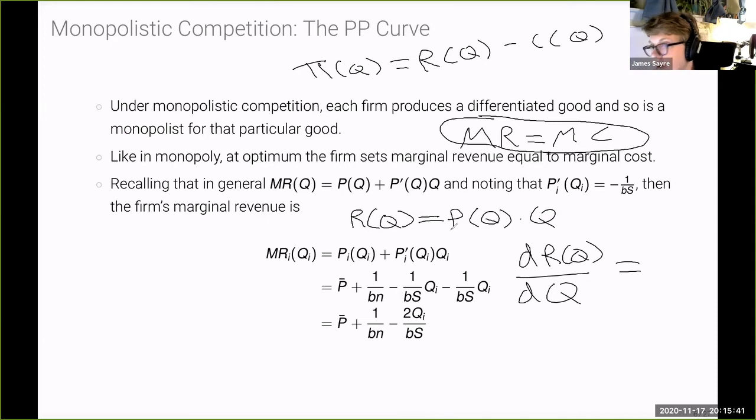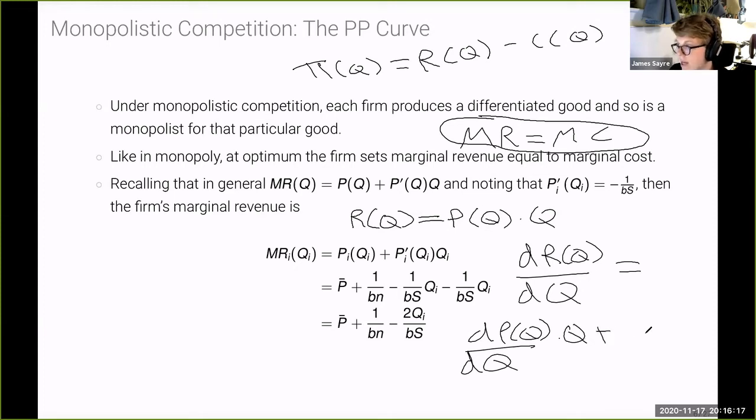And so what does that give us here? Well, let's start by taking the derivative of the first term. We're just going to take the derivative of P with respect to Q. Another way to rewrite that is dP(Q) with respect to dQ, and then times Q, plus, and now we're going to leave the first term intact and differentiate the second term. The derivative of Q with respect to Q is just 1. So then we just bring this down, and then this is just 1.